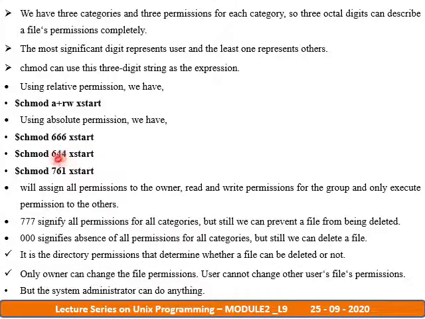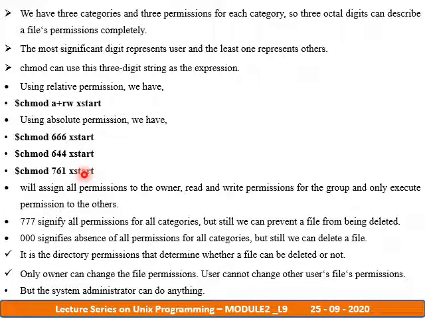Next, what does 644 indicate? Read and write permission for user. 4 indicates 100, and 100 indicates read. So read permission for group and read permission for others. Next you can see 761. 761 means 7: read, write, execute permission for user; 6: read and write permission for group; and 1: only execute permission for others, 001 means execute permission. So execute permission will be given to others for this particular file.